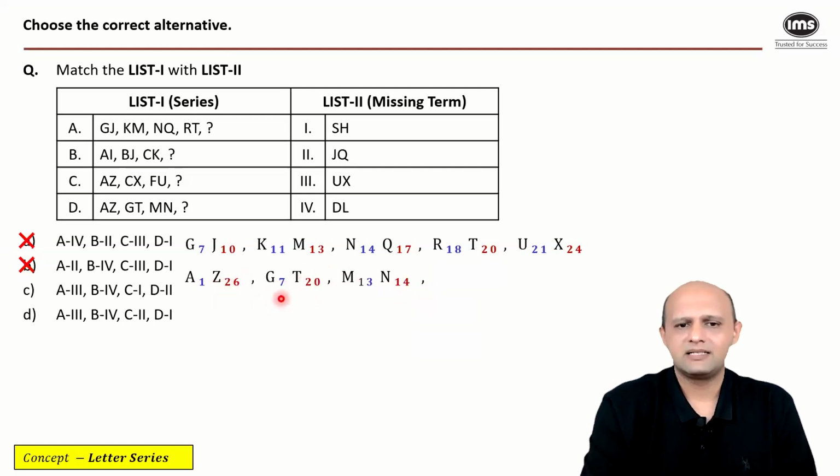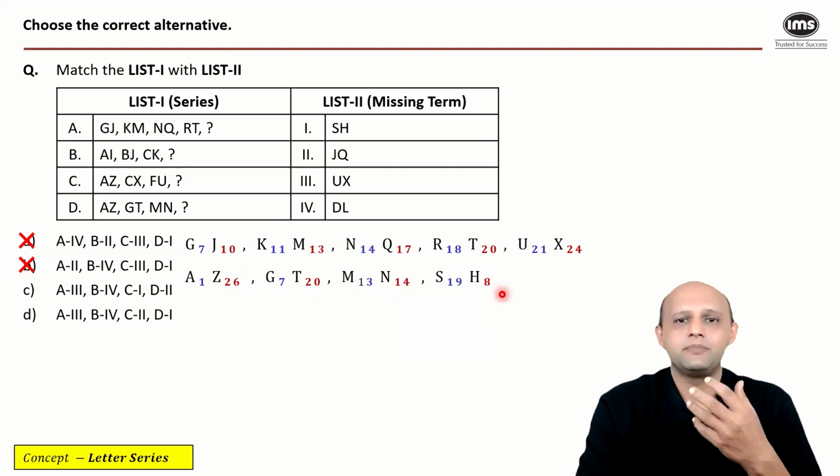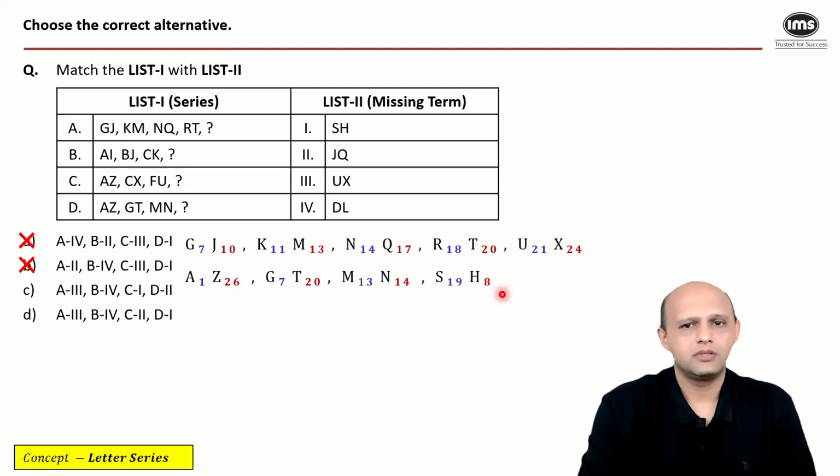So 1 plus 6 is 7. Apart from that, is there any other pattern? Yes. 1 plus 6, 7. 7 plus 6 is 13. Now 13 plus 6 should obviously be 19. And once you get 19, what is the other number? It's the number that adds up with 19 to become 27. So 19 and 8 is 27. So therefore, SH would be first. So D maps with the first one. So therefore, what's the answer here? Answer is option D. That's it.